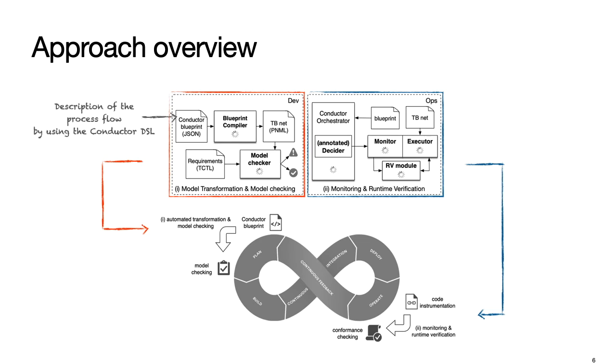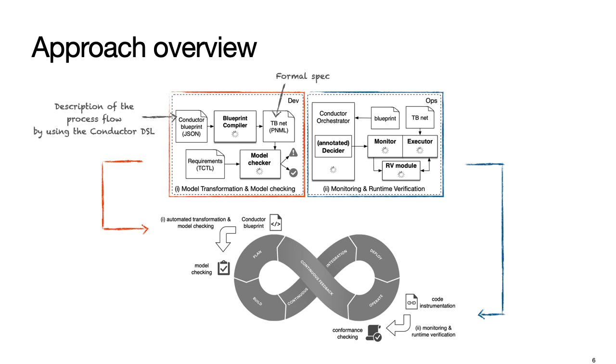And once we have this formal description of the process flow, we can apply model checking techniques. By means of a model checker, we can verify, for instance, formal requirements expressed by using timed computation tree logic, as represented here inside the red box. So if requirements are satisfied, we can then build the system and deploy it inside either the testing or the production environment, where we can continuously monitor the application by means of the monitor module that you can see inside the blue box.